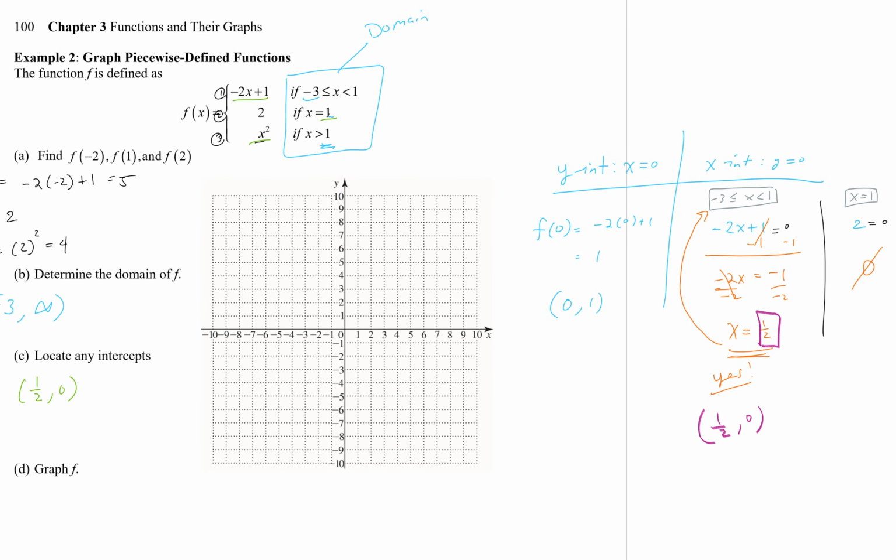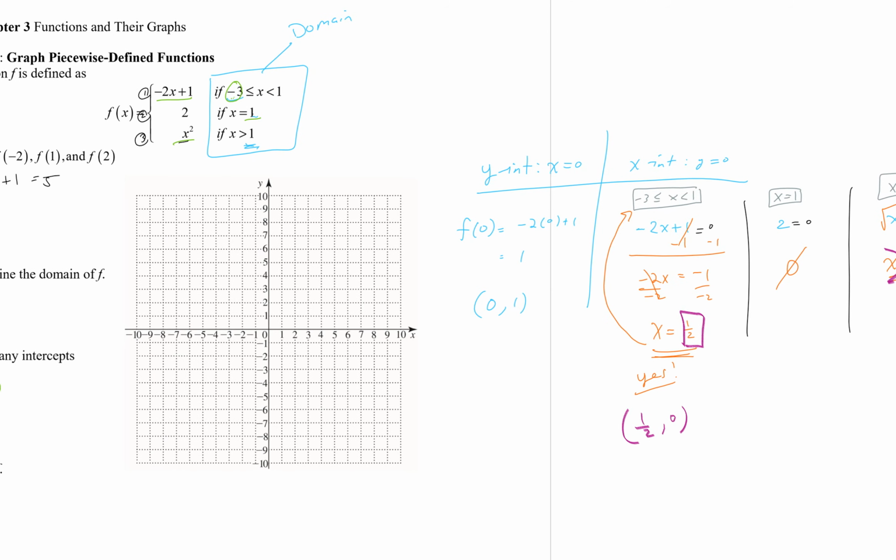So what I'm going to do for the first equation is plug in both endpoints. That's all I'm going to do. I'm going to plug in -3 into this equation, and I'm going to plug in 1 into that equation to see where the line begins and where it ends. I know it doesn't include the end, but I still need to know where it's supposed to stop, even though it's not including it, okay?